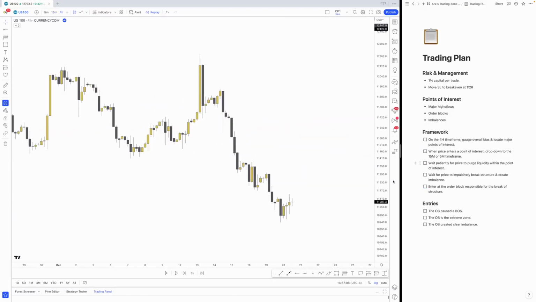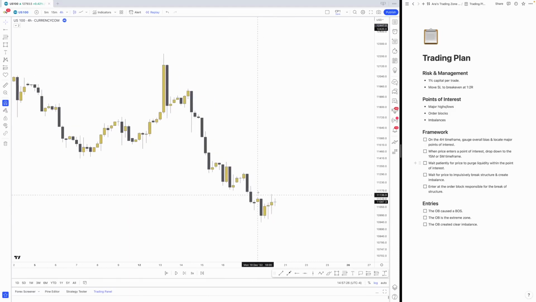I'd like to show you a clear example of the Model 2 continuation entry on an asset outside of the Forex market to demonstrate the versatility of the strategy. So we're taking a look at US 100 and starting out on the 4-hour time frame as usual. Now, as you can see, we have clear momentum to the downside with bearish order flow. So I'm looking for points of interest here.